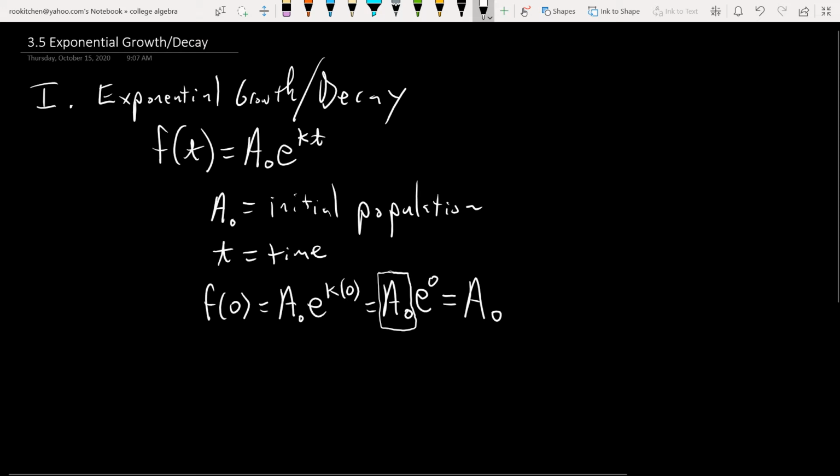And f of t can represent a lot of things. It can represent population at time t. It can represent an amount of a substance, so grams of radon, things like that. So usually they call it a population.